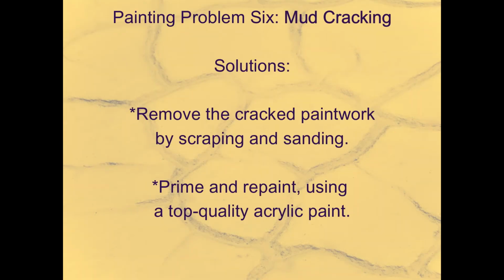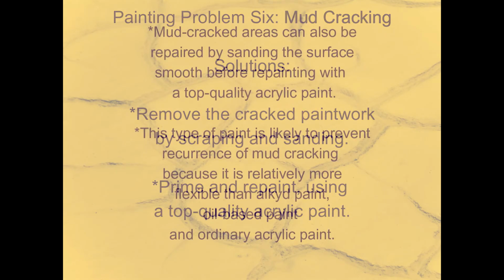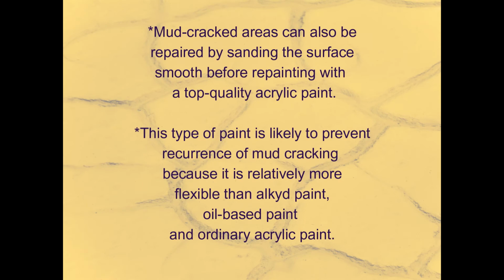Painting problem 6, mud cracking. Solutions: remove the cracked paintwork by scraping and sanding. Prime and repaint using a top quality acrylic paint. Mud cracked areas can also be repaired by sanding the surface smooth before repainting with a top quality acrylic paint. This type of paint is likely to prevent recurrence of mud cracking because it is relatively more flexible than alkyd paint, oil-based paint, and ordinary acrylic paint.